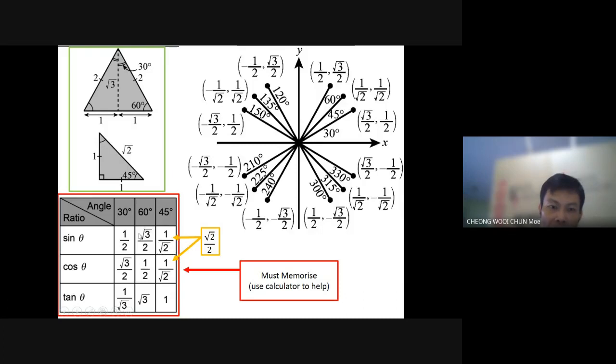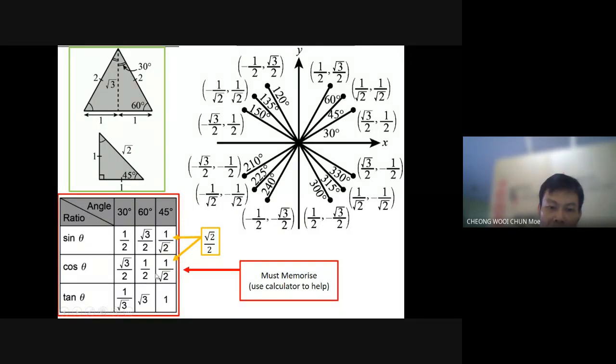So for sine 60 and cos 30, the answer is the same value, square root of 3 over 2. And you see tangent over here. For 30 degree it is 1 over square root of 3. For tangent 60 it is square root of 3. While sine 45 and cos 45 are the same. From the textbook it is 1 over square root of 2.